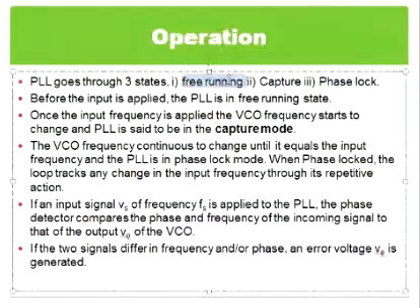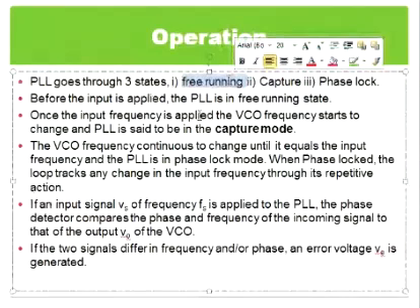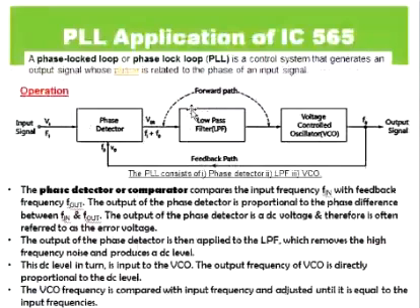Under this condition, the phase detector and low pass filter output will be 0. So at this time the VCO operates at the free running frequency, which is defined by the resistors R1 and C1. So this is the normal operating frequency of the VCO, and it is called the free running frequency, and this stage is called the free running stage.